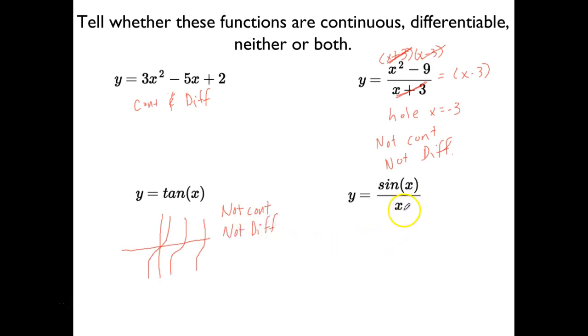Okay, and the last one here. Well, this one would be not continuous as well because what if x equals 0? Yeah, you can throw a 0 on the bottom. That means that there is a vertical asymptote somewhere. So it's not continuous and not differentiable. Okay, and that's everything.